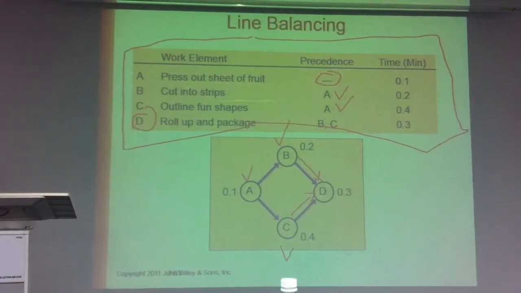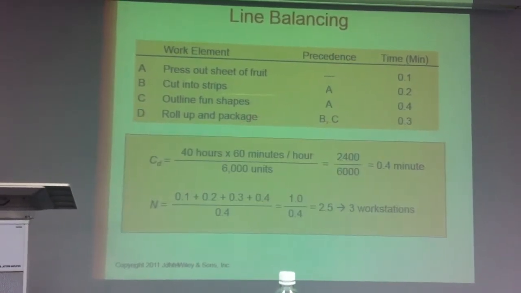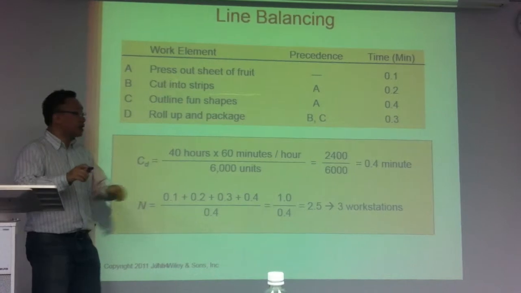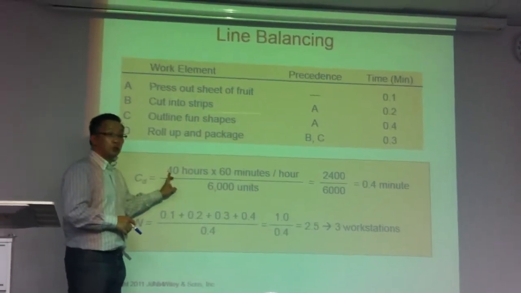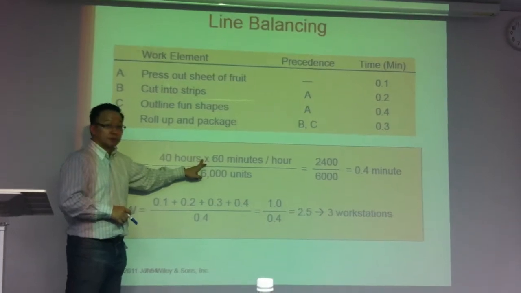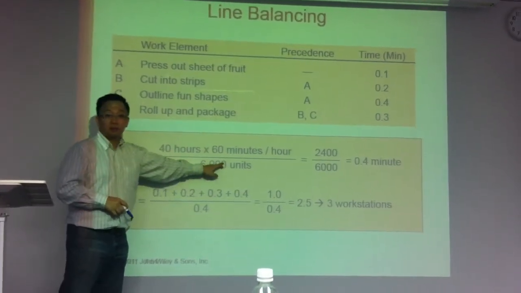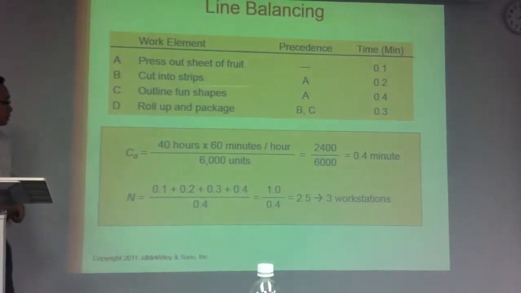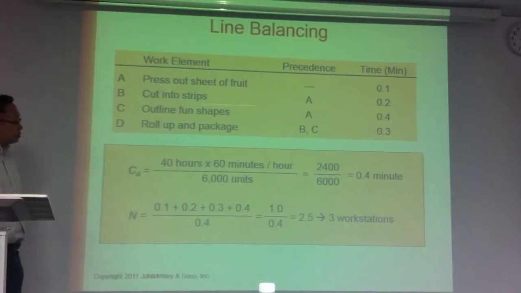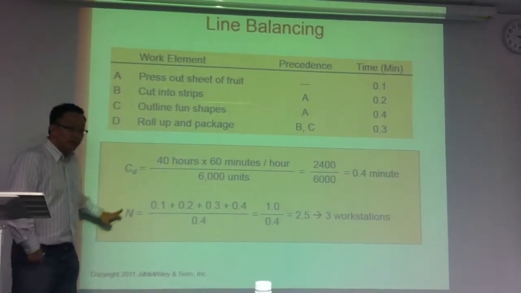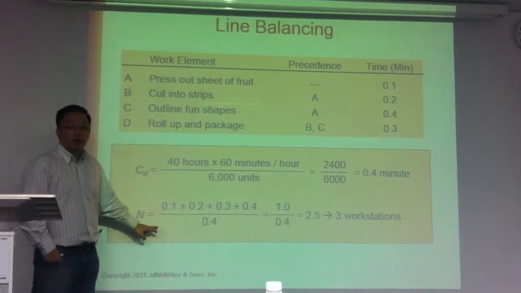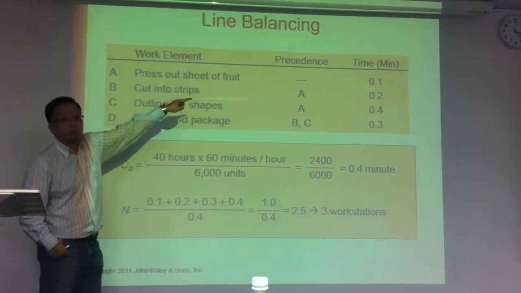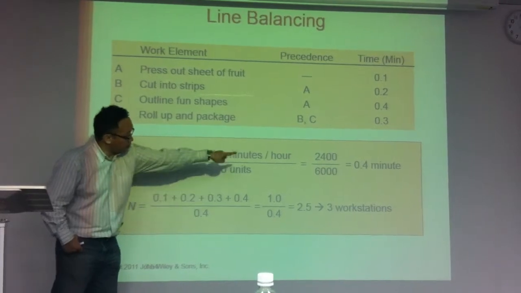Next, you calculate cycle time. How do you calculate? They tell you how many hours; this will be given to you. Convert that to minutes, divided by the number of outputs, which will be given. In this case, 0.4 minutes. And calculate N. N is your number of workstations. How do you calculate N? We add up all the time, divided by cycle time from the top.